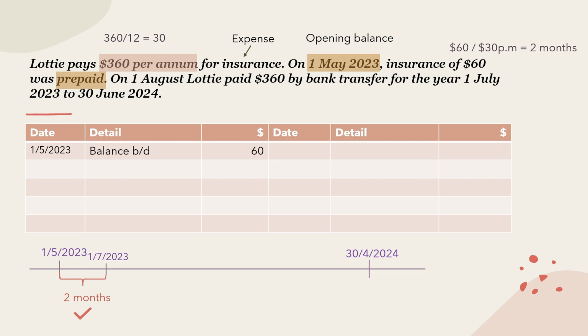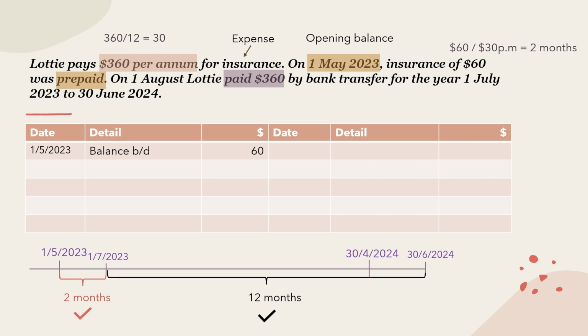Let's read the rest. On 1st August, Lottie paid $360 by bank transfer for the year 1st July 2023 to 30th June 2024. So they have paid for 1 full year, and 1st July 2023, we already have in the timeline. So from that date, they have paid for 12 months until 30th June 2024. It's already paid. And we can pass the double entry for that as well.